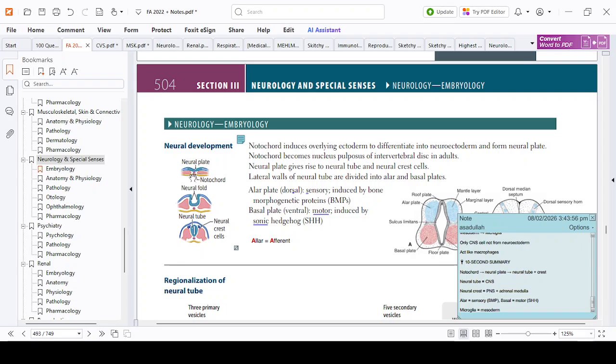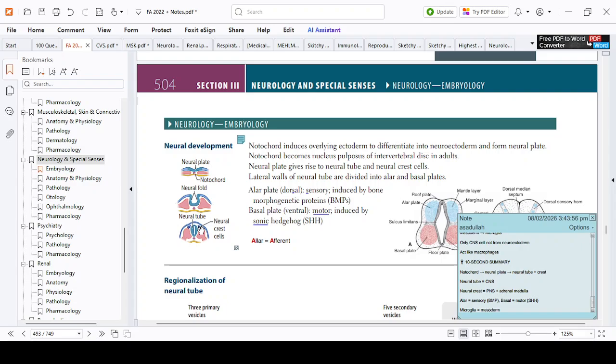So this is the notochord, and it is forming this neural plate, and the neural plate becomes the neural fold. These are the sequence of events. The neural folds then form the brain and spinal cord, and also the neural crest cells, which become the autonomic nervous system.